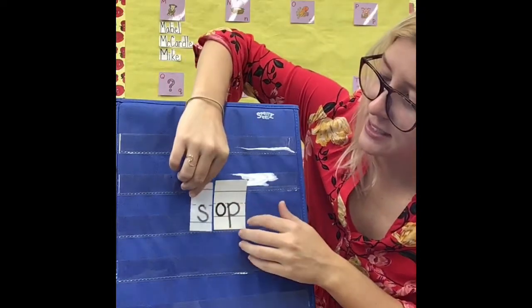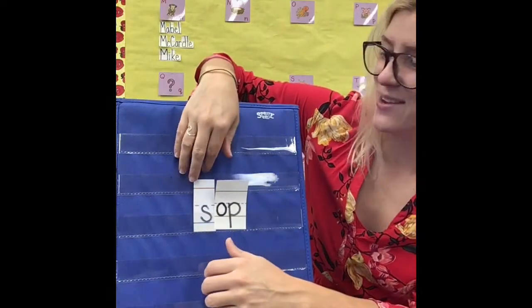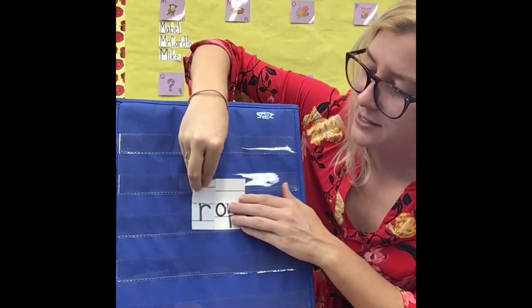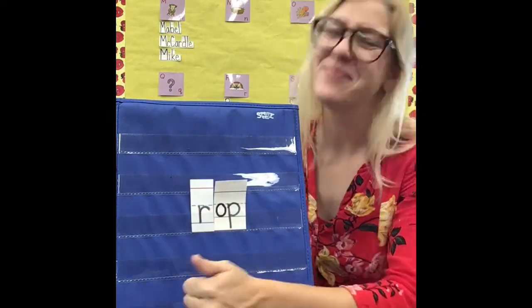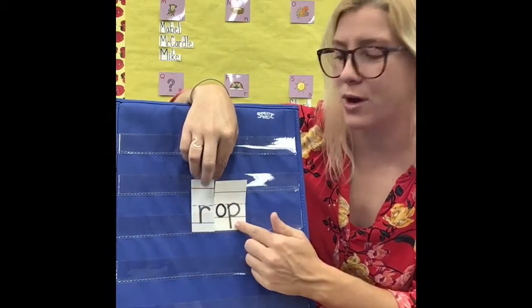Letter S makes the s sound. So this says s, op, sop. That's a silly word, but we can still put it together and read it. This is the letter R. Letter R makes the r sound. So this says r, op, rop. Another silly word, but we can still read it by reading the first sound and then the word part.